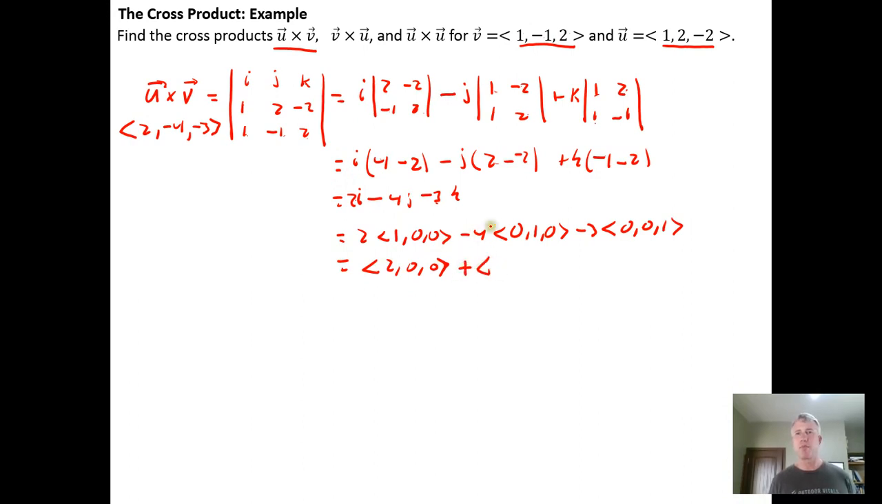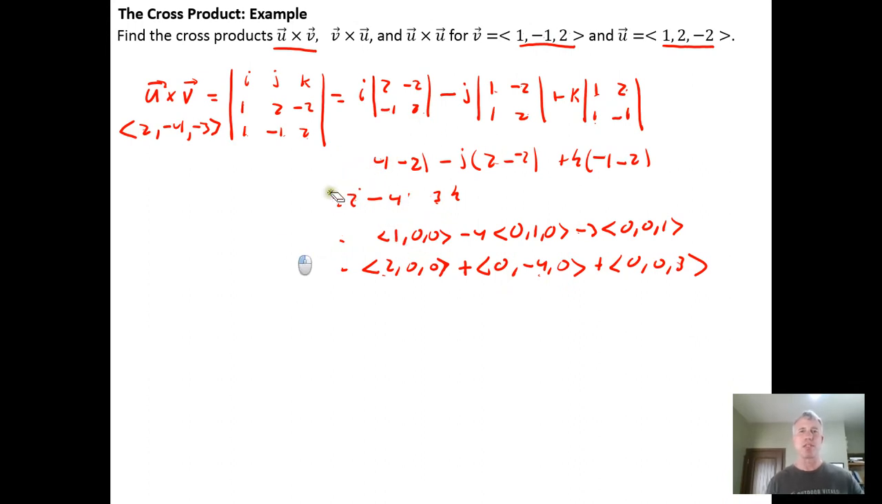Plus, distribute the minus 4 in, we get 0, minus 4, 0, and then distribute the minus 3 in, we get plus 0, 0, 3. And when we add these three vectors together, we're just going to get the vector 2, negative 4, negative 3. So that's our u cross v calculation.